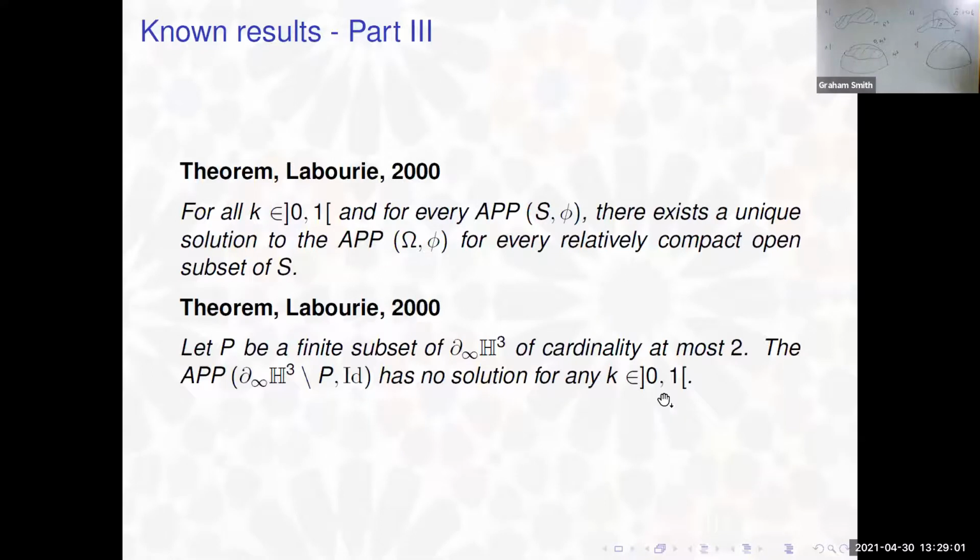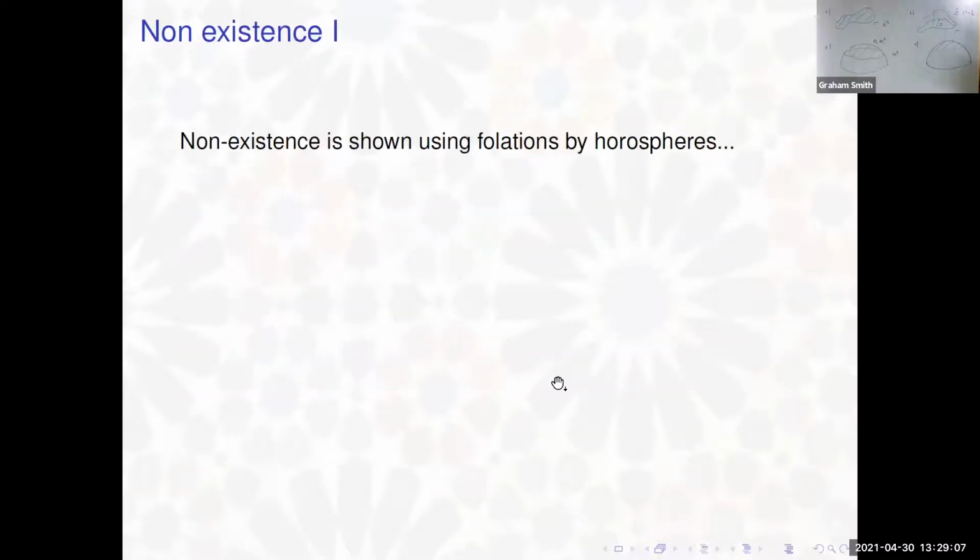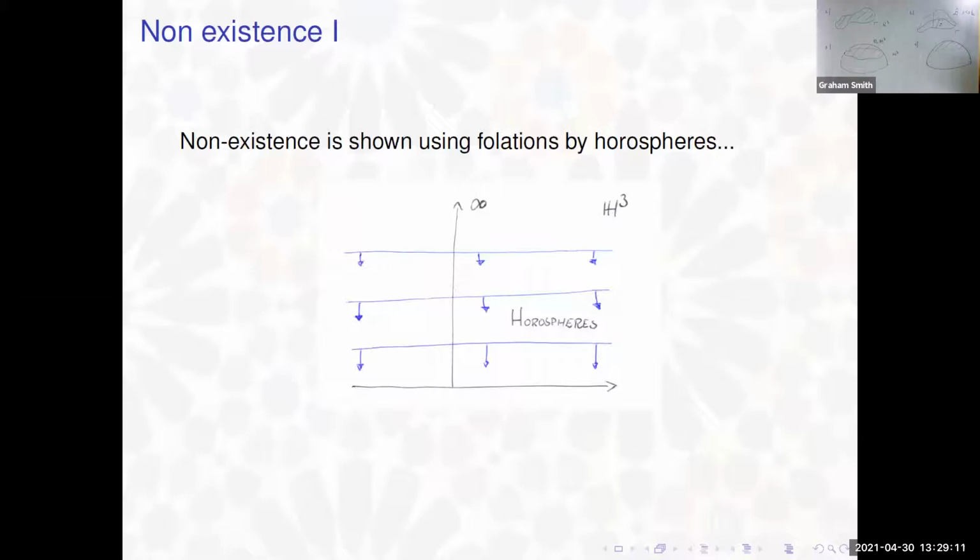Sorry, silly me. Yes, sorry, at most 2, when the cardinality is at most 2. So I have some pictures on the next screen, and I'll just show you how that works. Imagine that you have an open subset whose complement consists of a single point. This is used to define an asymptotic Plateau problem.